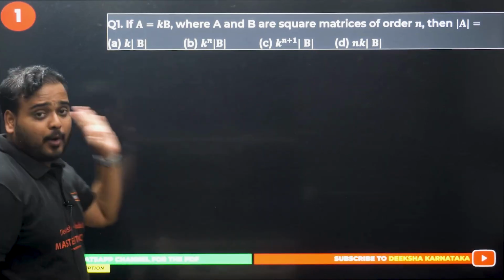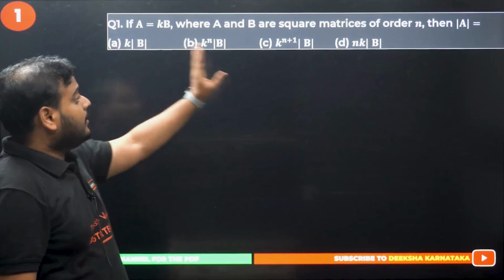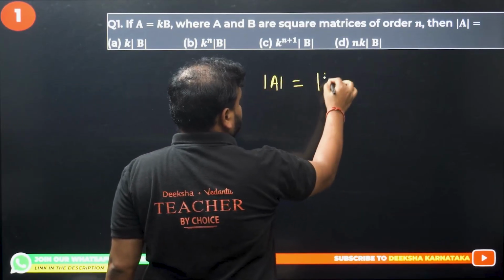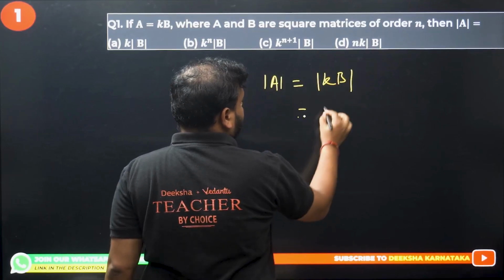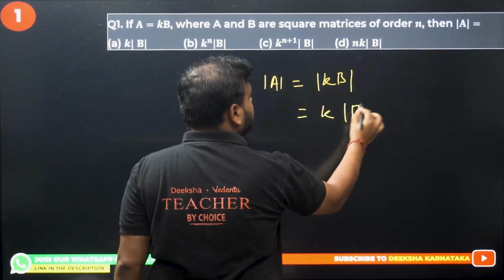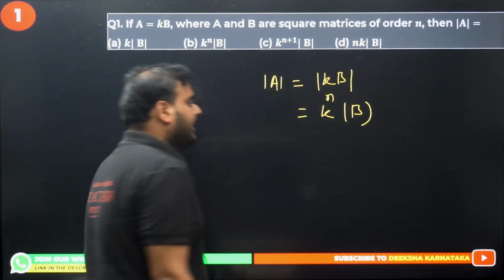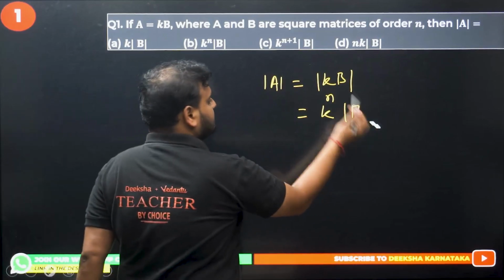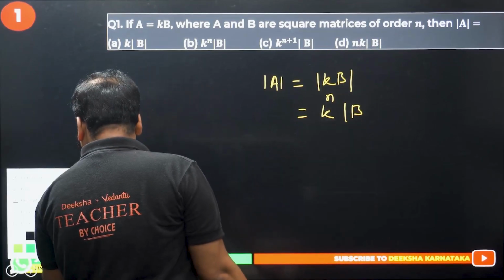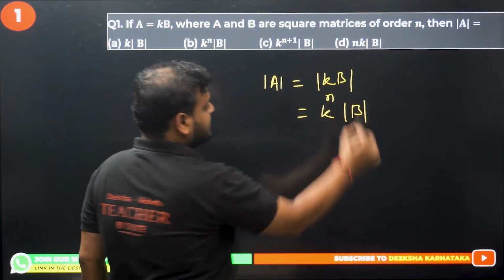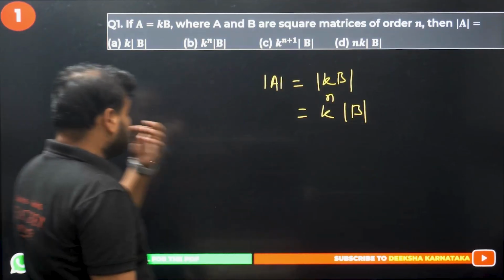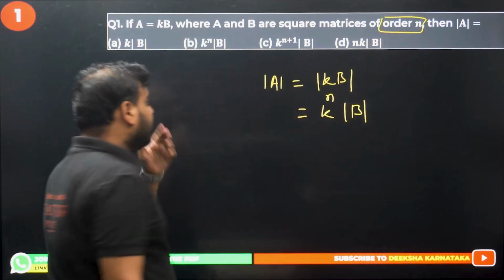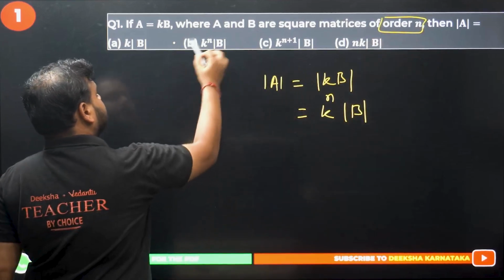It's based upon the properties A equals to KB. We're looking for determinant of A. This is a property, K comes out, B is here, this comes as N. Okay, B is not going to be in the bracket, it's going to be in the determinant. My mistake. Yeah, B is like this, a K power N comes, right? What is N? N is the order. So K power N, determinant B, option B is correct.